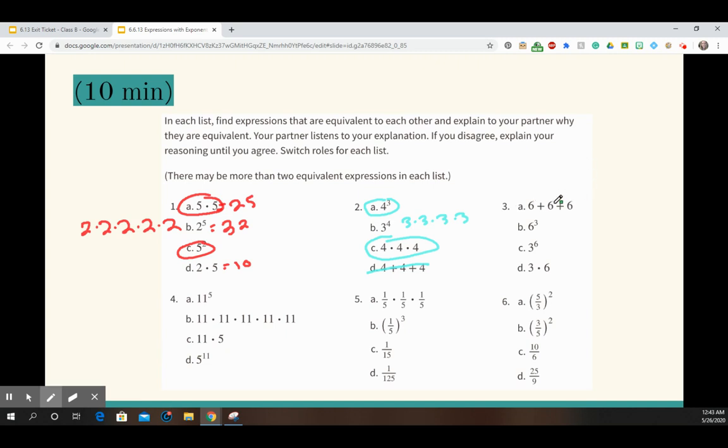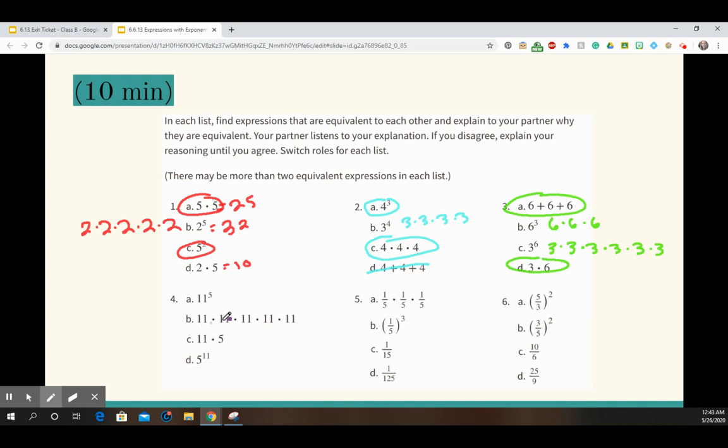Number 3, 6 plus 6 plus 6. That would be the same as 3 times 6, 3 groups of 6. 6 to the 3rd would be 6 times 6 times 6, and 3 to the 6th would be 3 times 3 times 3 times 3 times 3 times 3, that's 6 threes. So as you can see, they would be pretty different from each other.